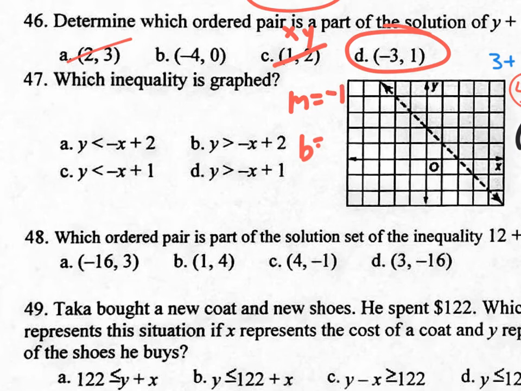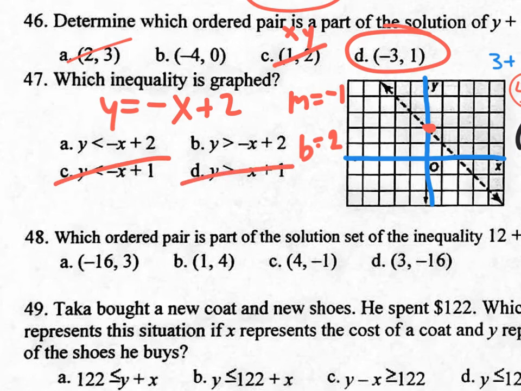What's the b value? Where does it cross? Let me do this to clarify the y-axis. And wow, that's ugly. And the x-axis. There you go. So this does cross at 2. So the b value is 2. So we know if it were an equation, it would be -1x plus 2, or just -x plus 2. Now, as you could see, it can't be C, it can't be D, it's either A or B.